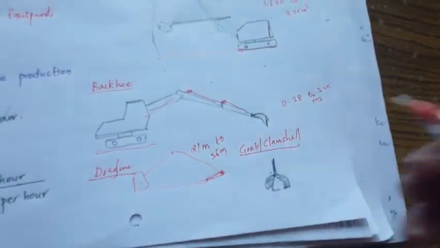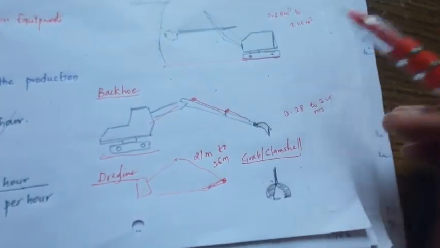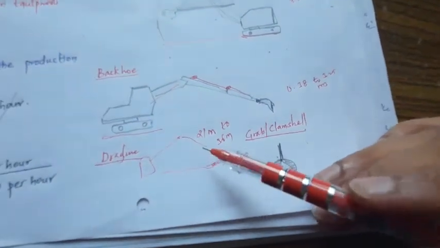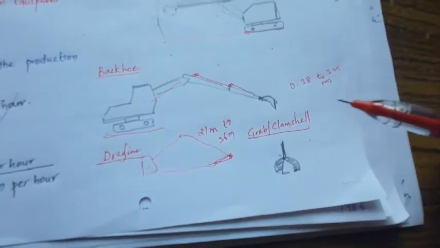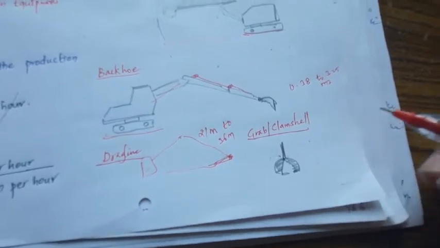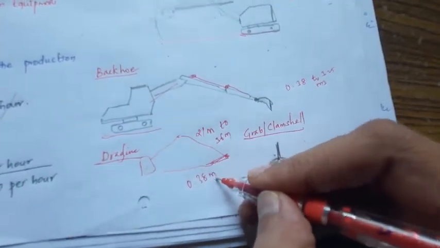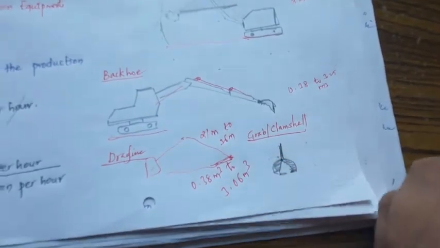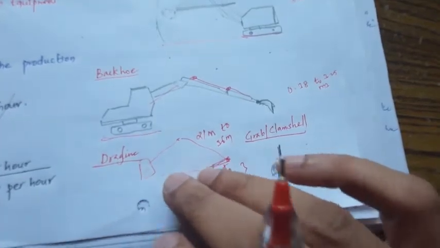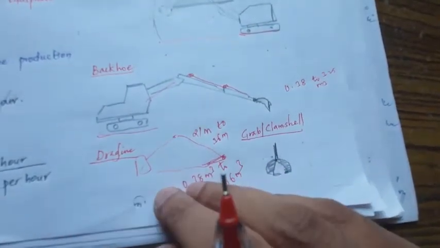So you can imagine how far it can reach, where in the other two cases it's like 7 to 9 meters, and here the drag line it's 21 to 36 meters. And here the struck water bucket capacity is around the same, 0.38 to 3.06 cubic meters. Check the diagrams of the drag line in the video I sent you earlier. Okay, you can get the idea.